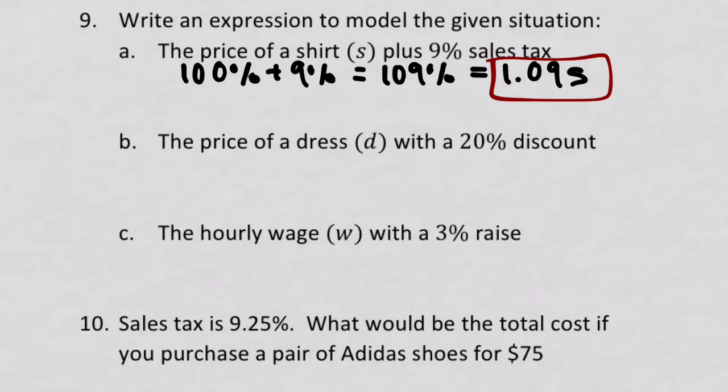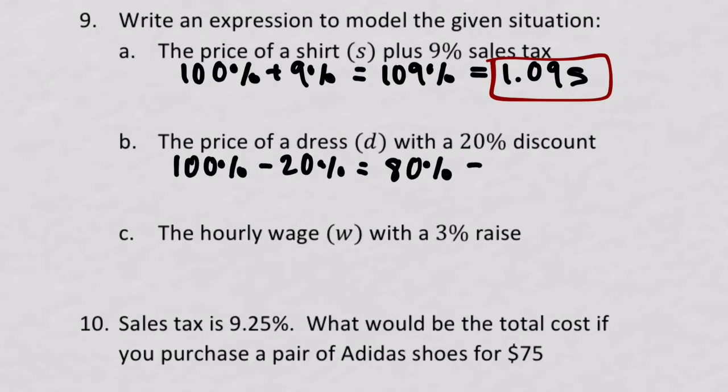Part B. Look, it's the same thing. Part B says the price of a dress with a 20% discount. So first of all, start with the 100%, just like I said in the last one. In this case, you're not adding 20%, you are subtracting 20% because it's a discount. So 100 minus 20 is 80, 80%.